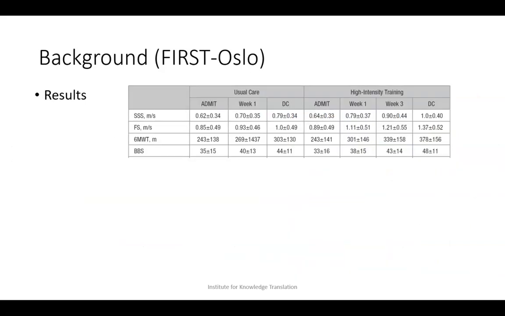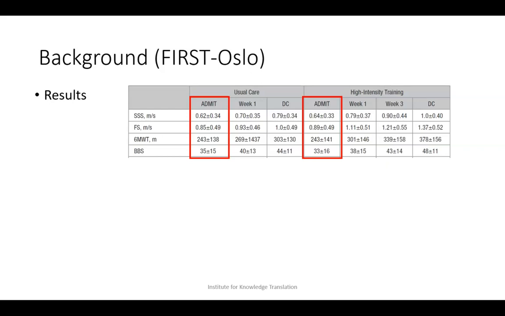The last piece of data to look at with this study are the outcomes at admission for both phases of the project. So again, in Norway, which is going to be different than the United States, these patients are much higher functioning. If you look at just self-selected speed as an example, it was around 0.6 for both the usual care and high intensity training phases. Berg scores were about 35, 33, so in the mid 30s.